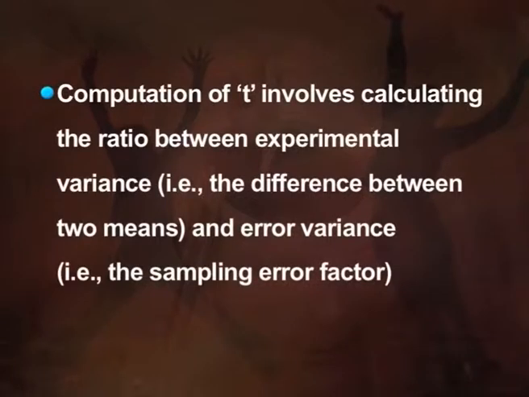Computation of t involves calculating the ratio between the experimental variance, that is, the difference between two means, and error variance, that is, the sampling error factor. The significance of difference will depend both upon the size of the obtained difference and upon the variability of the means being compared, as given by the standard error of the difference between the two means.